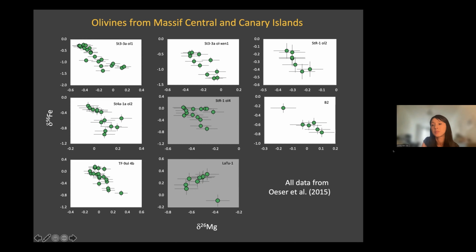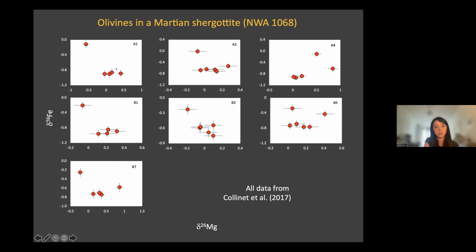And then now another set of data from Collinet et al. 2017, looking at olivines in Martian shergottite. And again, you see some negative correlation. There's not enough data points in between, but you could argue for a negative correlation here and there. But for some crystals, for sure, I don't think we can make an argument for a negative correlation in these cases. So these are also crystals that are not suitable for use for diffusion chronometry. And these all have normal zoning associated with these isotope data.